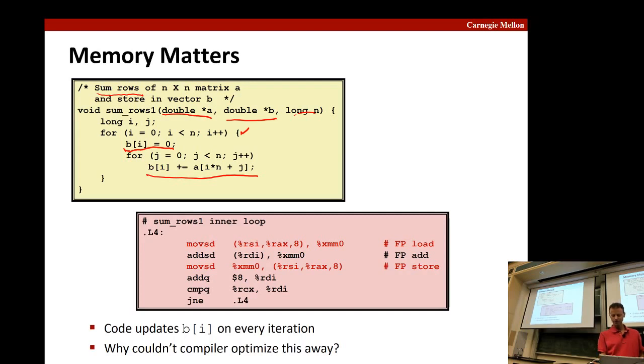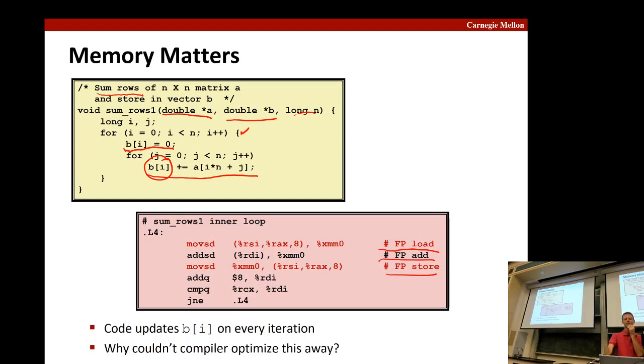So if you look at what's going on here, this is the inner loop. You'll see that it's doing this floating point load and then an add and then a floating point store. So it's updating basically this B sub I every time through. But to think about how you're using that, you're just using that until the very end. It's just an accumulator. You're just accumulating the sum as you go through.